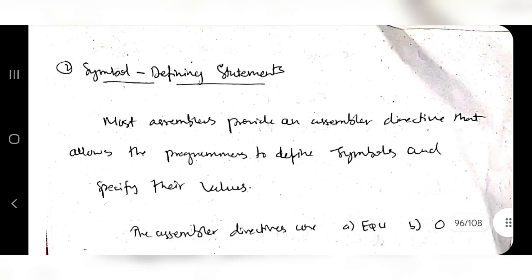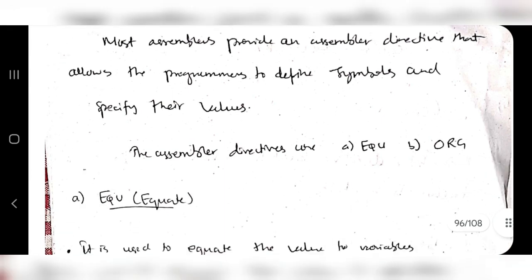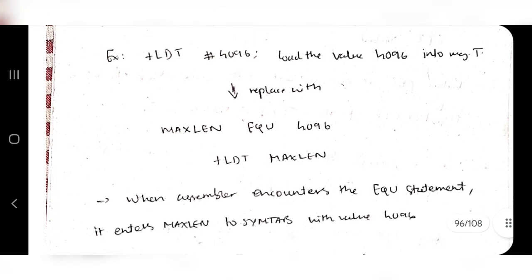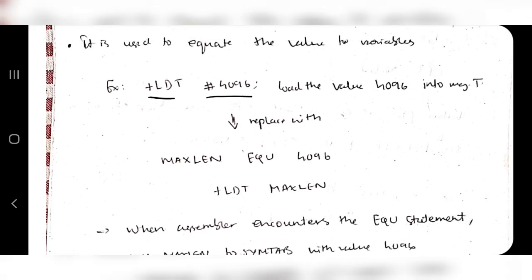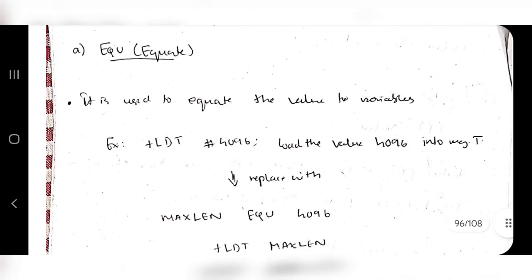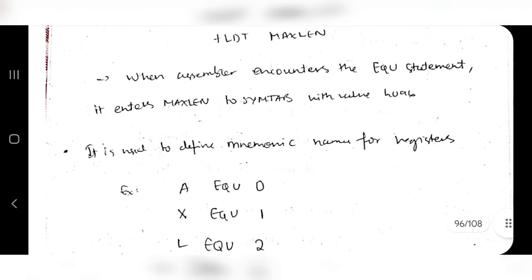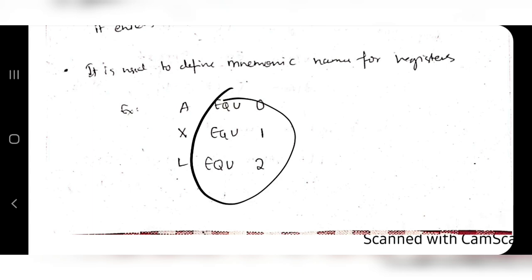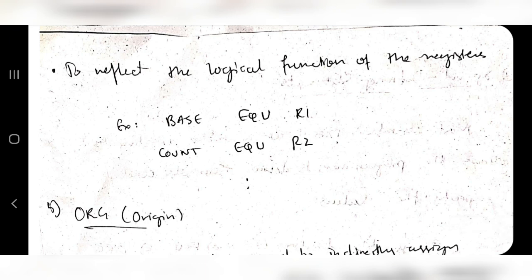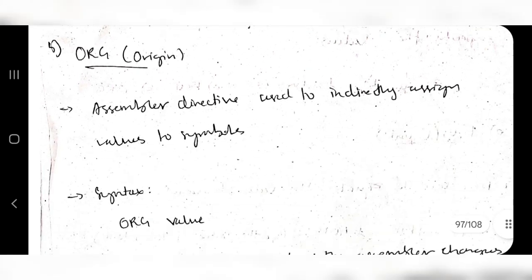Okay, and second is the symbol defining statements. For that we'll be using two directives, which are EQU and ORG. For EQU, how can we use it? If you define LDT #4096, it can be replaced with MAXLEN EQU 4096. So the 4096 value will be stored in MAXLEN and LDT will be assigned as MAXLEN. So here's how you will be using EQU. Here also you can use it to assign values to the registers, and to reflect the logical function also you can use BASE EQU R1 or COUNT EQU R2, yes or no, that answer will be output.